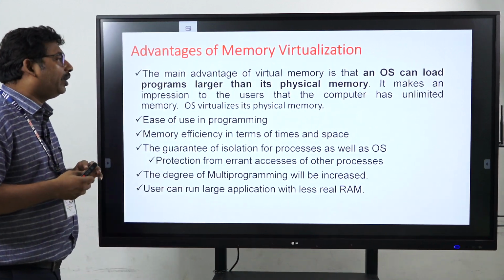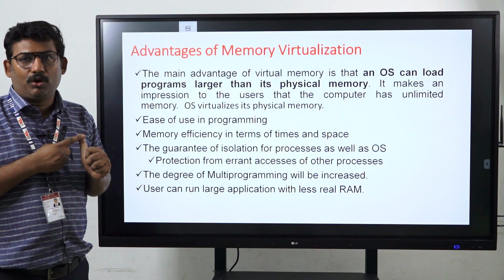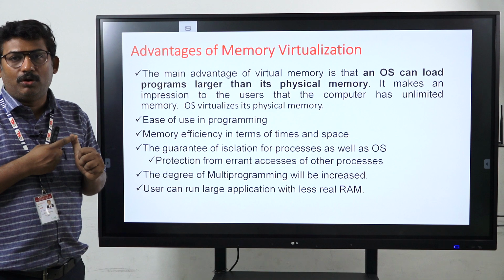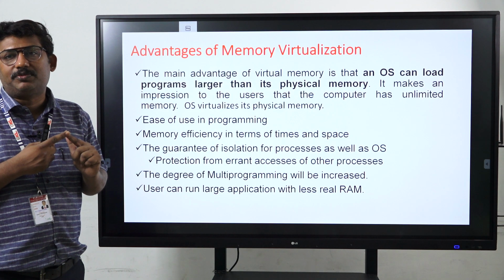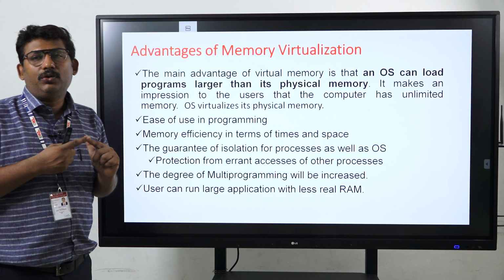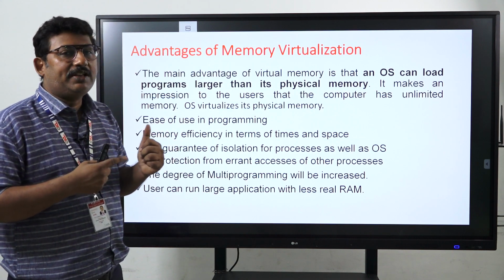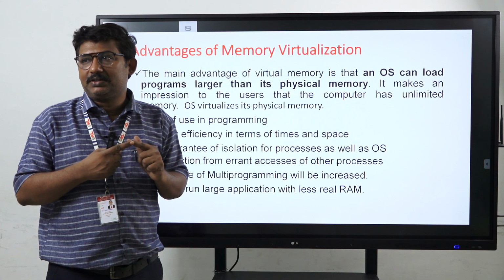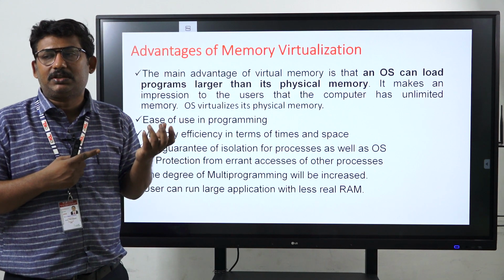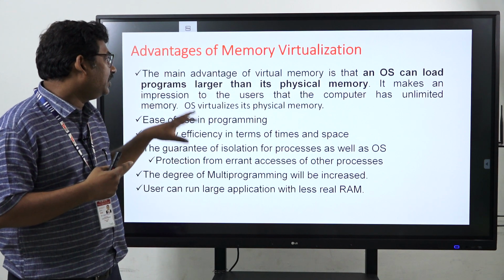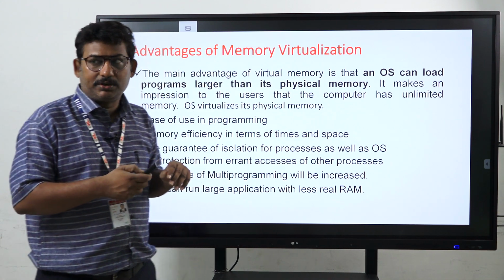Then comes the use of virtual memory, where it is easy for programming. The speed of the program will be higher as it has sufficient memory space, and the consumption of time will be less due to the virtual memory allocation. Then comes memory efficiency based on time and space. Time and space are the two factors of memory allocation, and it seems that each process has the whole memory. So these are the different steps or advantages related to memory virtualization.